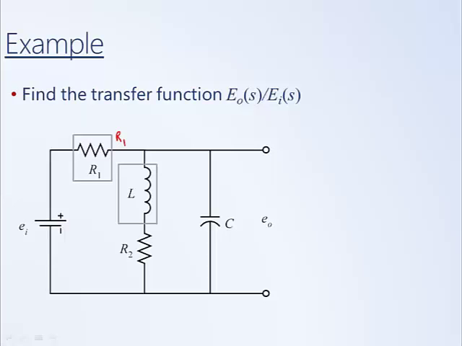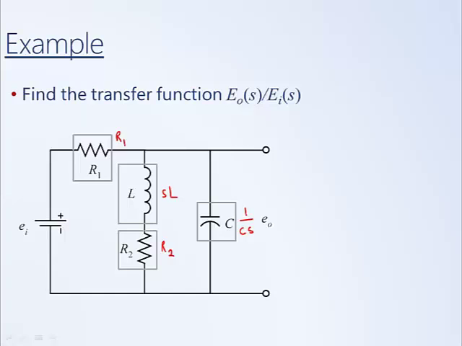Recall what the complex impedance of an inductor is. You can look back on the previous slide, but it's equal to S times L. Then this resistor again, impedance is equal to resistance. And then finally we have the impedance of the capacitor, where again, if you look back on the previous slide, you can see that the impedance is equal to 1 over C times S.